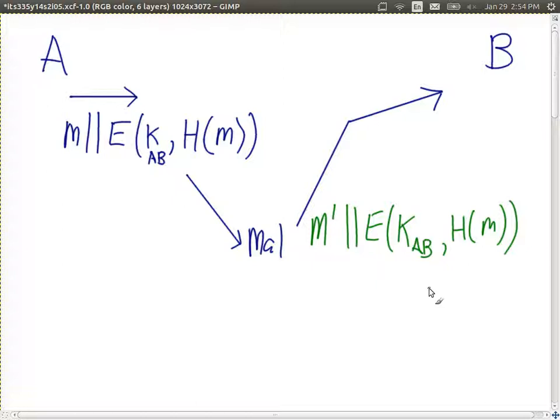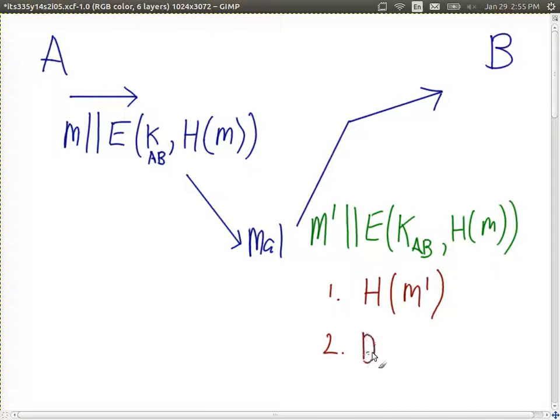B decrypts what they receive in the second part to try and check. So they do some verification. So really they do two steps at B. I'll write it down here. Step one, we take a hash of the received message. So we do two steps. We received M prime, B did, so the first step is take a hash of that. The second step is to decrypt the second half of that message, or the second part.